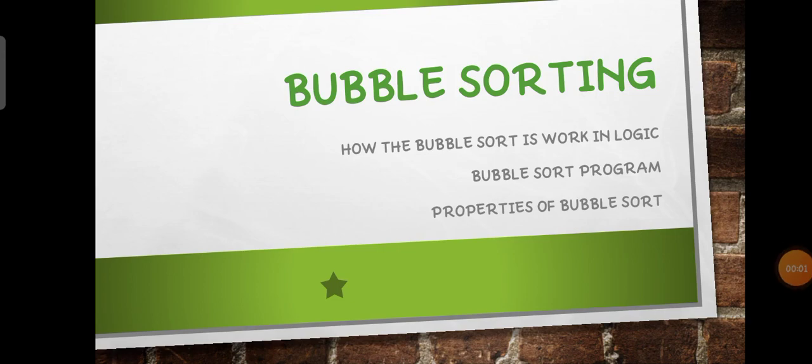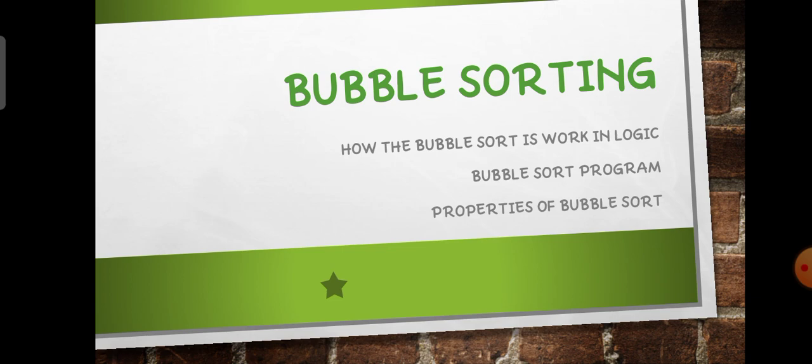Let's see what bubble sort is. We already know bubble sort is an order of n squared sorting algorithm. It has less time complexity only, but extra memory space is taken, and bubble sort is a comparison-based type of sort. In this PPT, we will see how bubble sort works in logic, and the bubble sort programs.